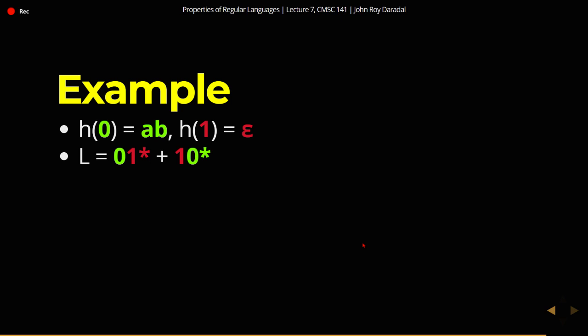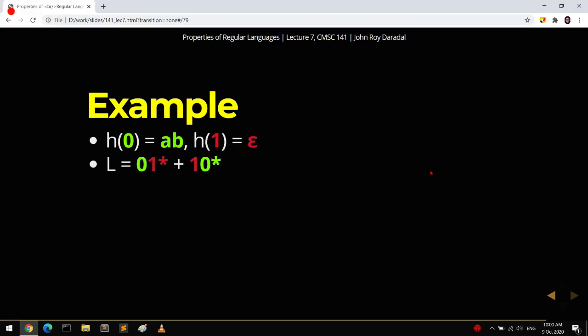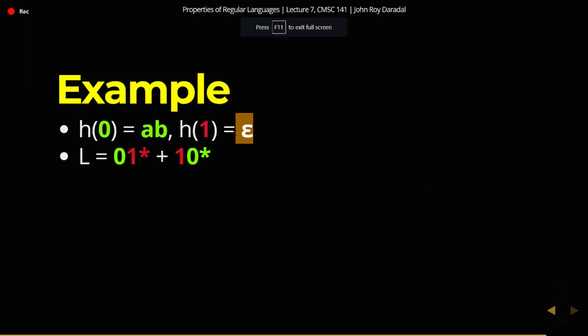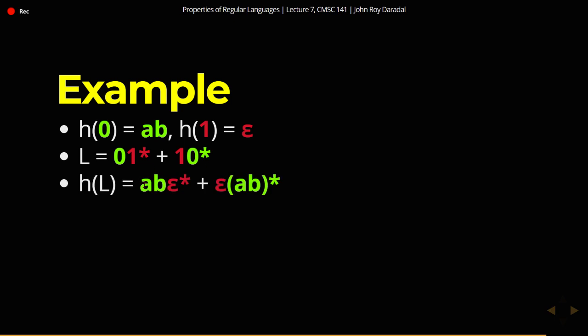So for this example, given this homomorphism function, h(0) is equal to AB, h(1) is equal to epsilon, let's see the resulting language if we apply the homomorphism on L, which is (01)* + (10)*. So we'll just replace the zeros and ones with AB and epsilon respectively. So 0 here will become AB, and 1 here will become epsilon. So that will become (AB epsilon)*, (epsilon AB)*.